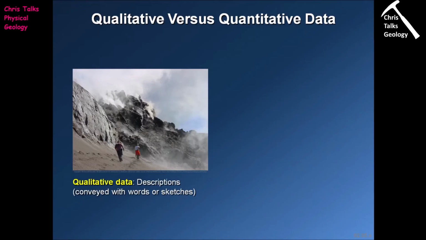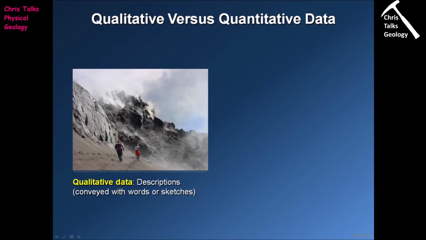So let's start with qualitative data. Qualitative data are essentially descriptions. We're conveying information in the form of words or sketches, but we're not actually giving any numerical data. If we look at this picture here, what can we see? Well, we can instantly tell we're probably in some kind of volcanic environment.